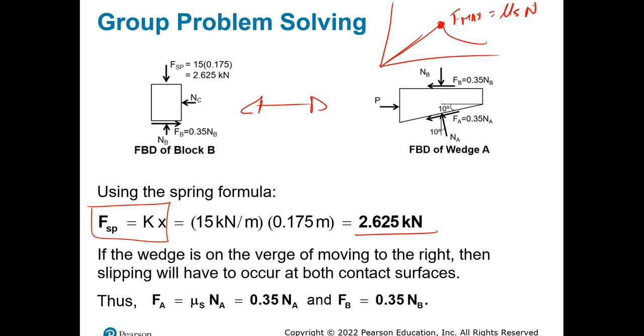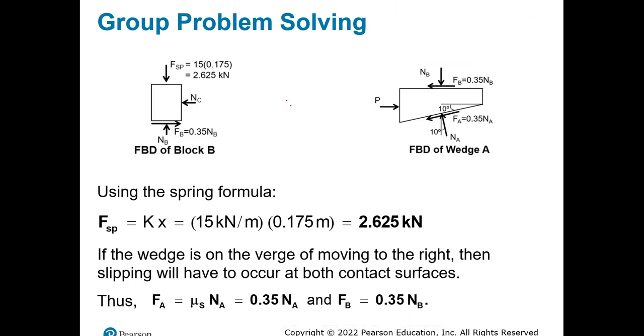taken into consideration. Okay, so if the wedge is on the verge of moving to the right, then slipping will have to occur above contact surfaces, and therefore we can have these relationships, knowing that FA is equal to mu s NA, and I have the value of mu, which is 0.35, and then NA for FB will be this. Okay, cool.